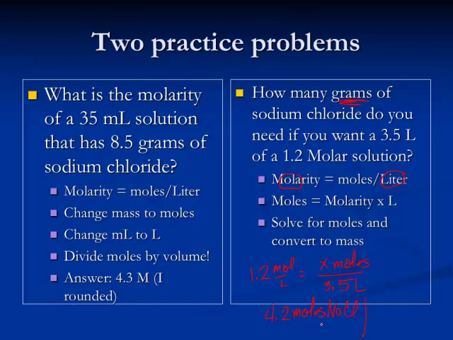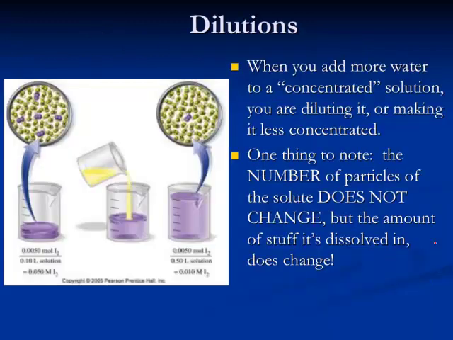And then the question asks us for mass, so I'm just going to do a real quick conversion from moles to mass. 1 mole of NaCl is 58.5 grams. So times 4.2. I'm going to go with 2 sig figs on this one. So I'm going to round that to about 250 grams. So the rounded answer would be about 250 grams. Final answer.